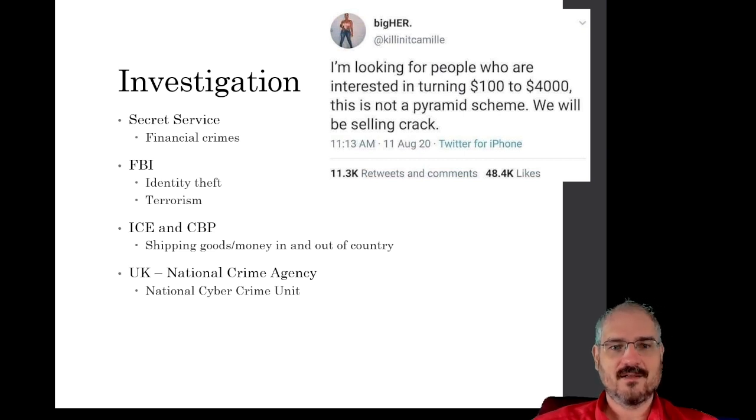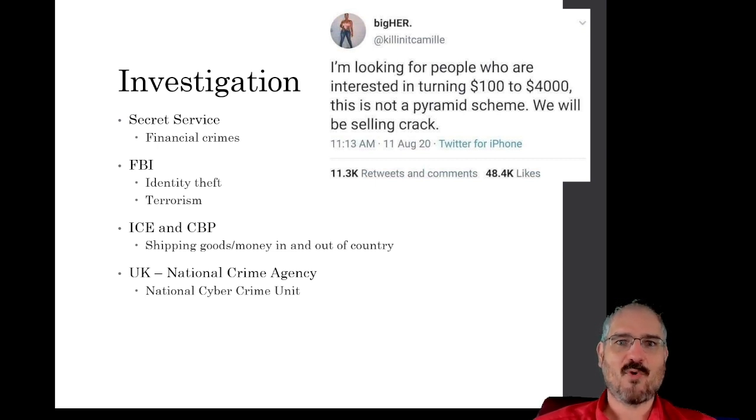The FBI, the Federal Bureau of Investigation, they do a lot of identity theft investigations, and they do a lot of terrorism investigations. Obviously, especially post 9/11, the FBI got way more into terrorism investigations even than they were prior. And if somebody is stealing driver's licenses or passports in order to try to get foreign nationals into the United States for purposes of terrorist attacks, they're going to be either the lead agency or one of the lead agencies.